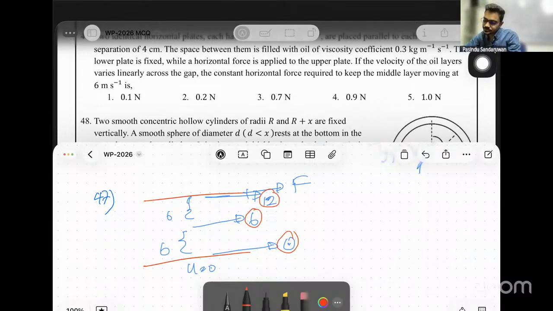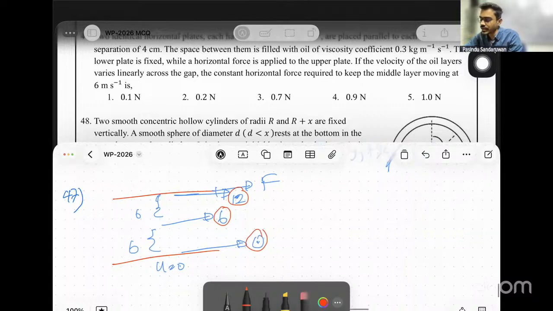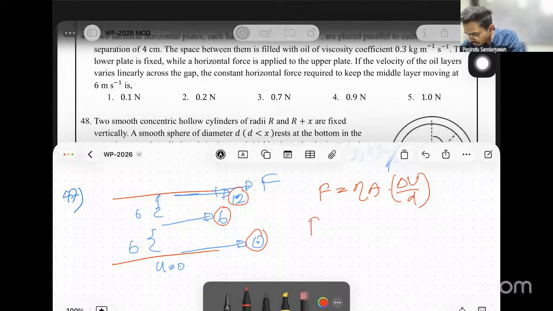Then the constant horizontal force required to keep this moving. Okay, then we know from Newton's equation, F equals eta A delta V over D, Newton's equation of viscosity. F is what we need. Eta is given 0.3.